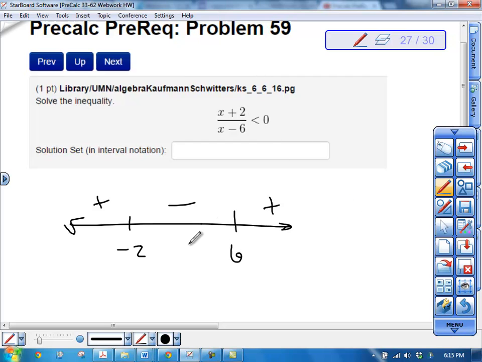So when is this thing less than 0? Once again, from negative 2 to 6, not including those points because it's equal to 0 at those points.